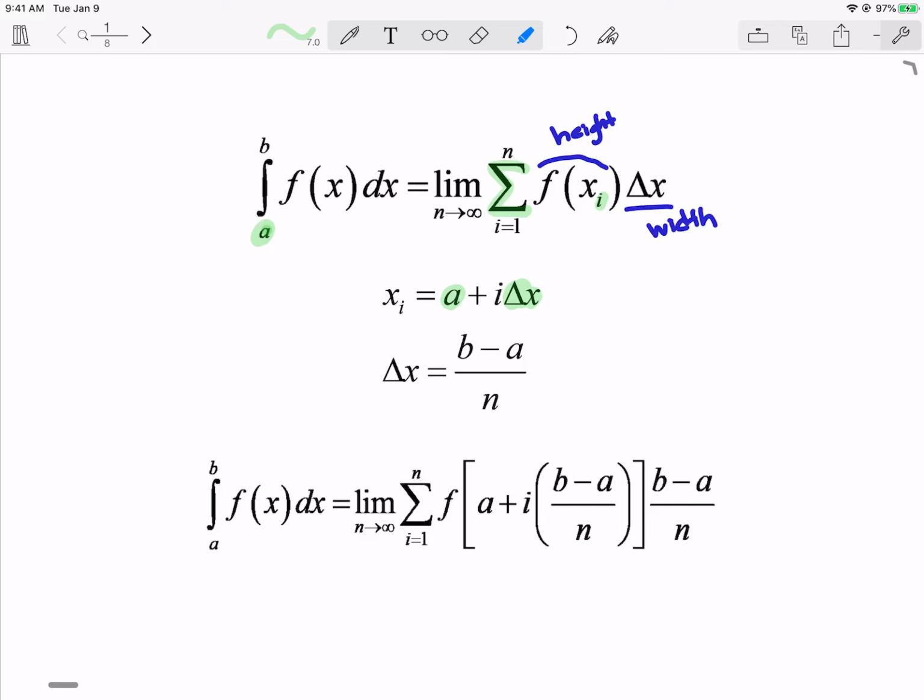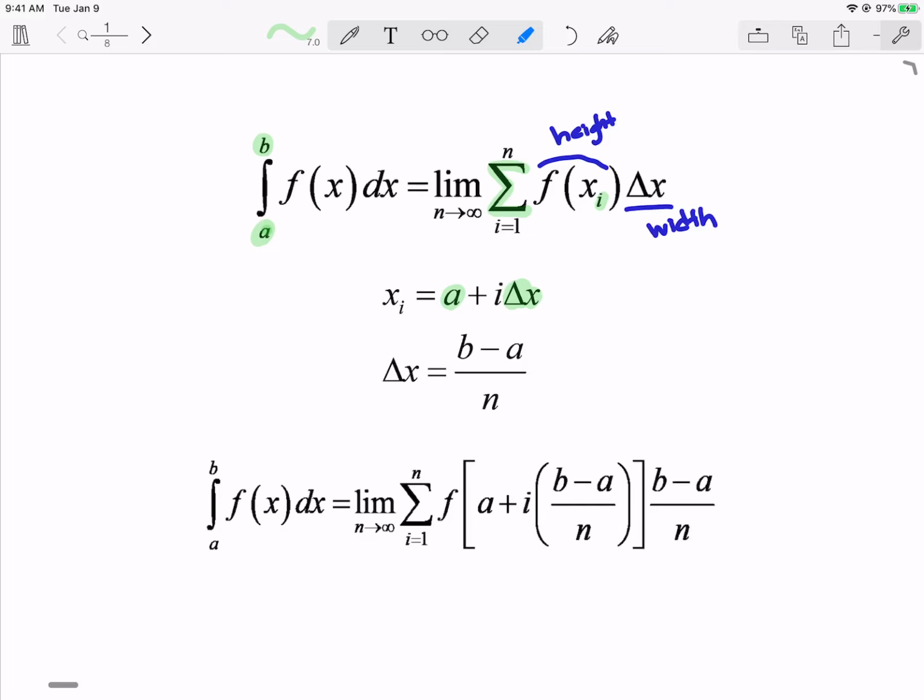And delta x, the width, is just b minus a, where b is the upper limit of integration and a is the lower limit of integration, divided by n, where n is the number of rectangles. And remember again, ultimately we take the limit as n goes to infinity because we need infinitely many rectangles that are infinitesimally small in their width. So then ultimately this formula at the bottom is just what you get when you plug in all of the information for x sub i and delta x.